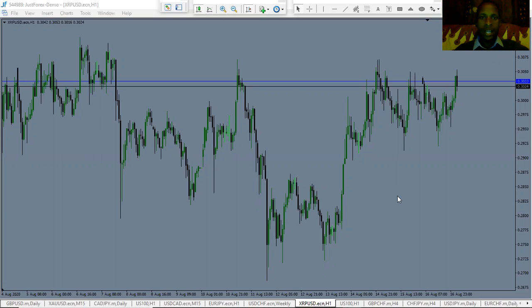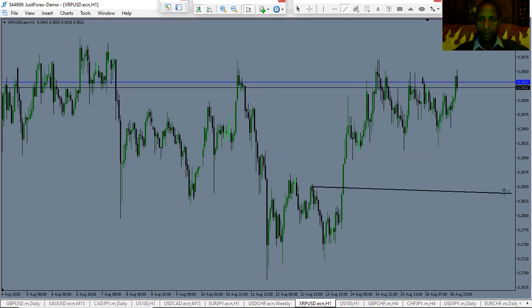So as we're on XRP against US dollar 1 hour chart, we have to check for liquidity. We also have to check for buy stops and sell stops. So at this point, what do we really need to check? We can see that we have some sell stops at this point, which are not yet raided off.